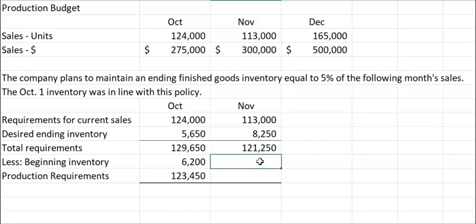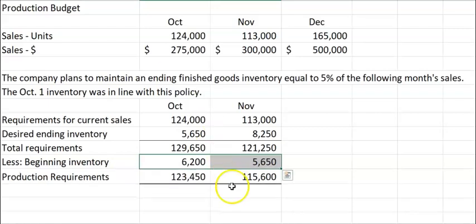because we began November with October's ending inventory, so we began with the 5,650 that was the ending inventory in October. So that means we need to make 115,600 units would be the production requirements for November.